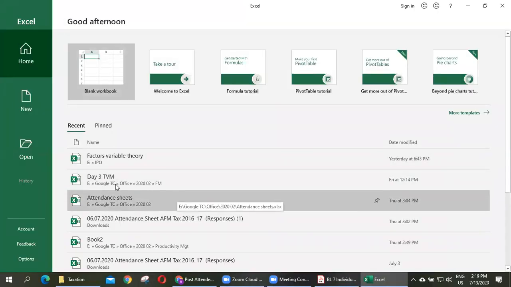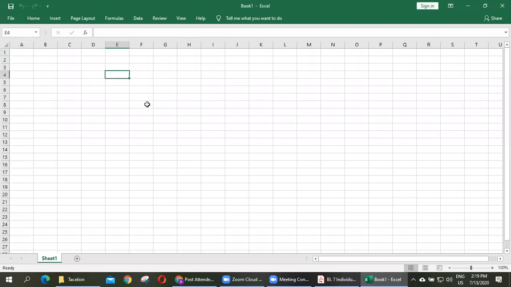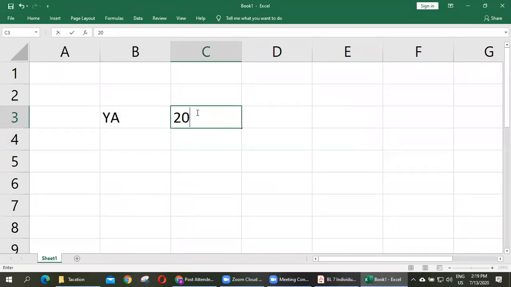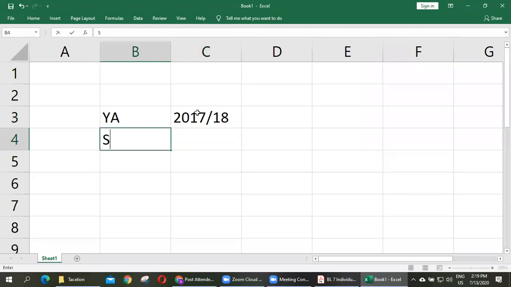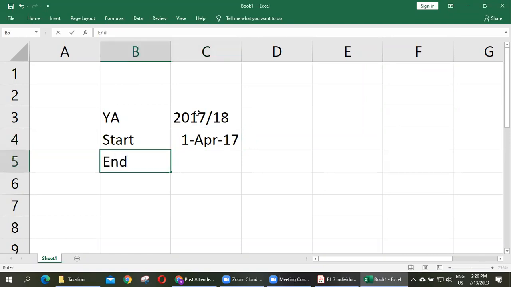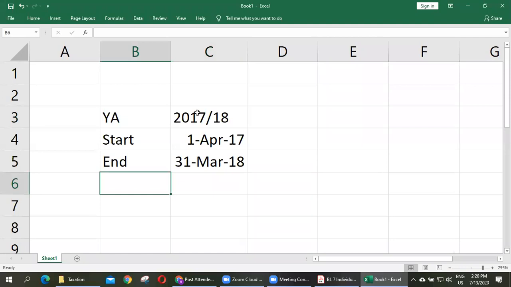Good, good. So year of assessment, YA, 2017, 18. This means the starting date is on 1st April 2017 and ending on 31st March 2018. Right? This is the assessment, right?